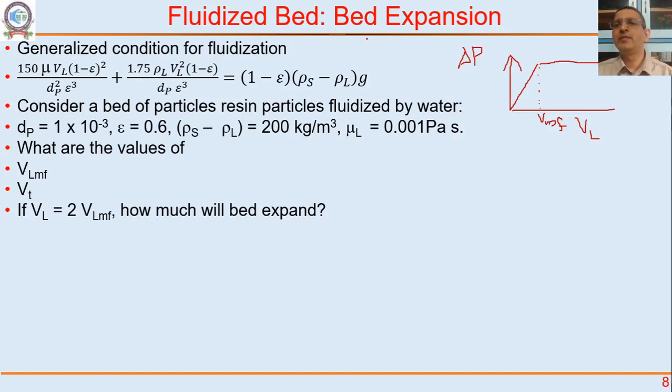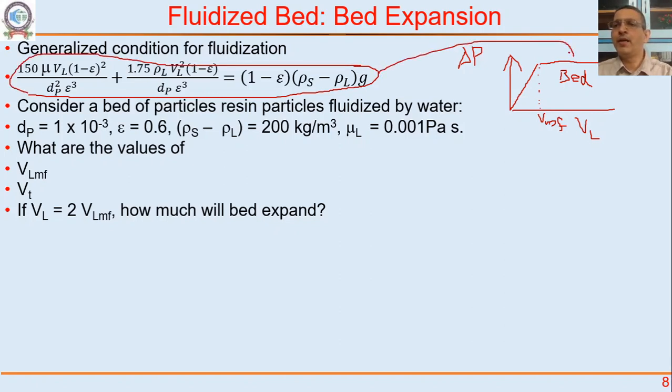That's called a fluidized bed, and the bed expands. Voidage increases till such an extent. Till what extent? Till this expression is again satisfied. So beyond fluidization, we are going to use this expression to calculate the voidage, to calculate this epsilon. Then I will know VL, I will know rho L, I will know mu L, I will know everything. I will know dP. I will calculate voidage from here.